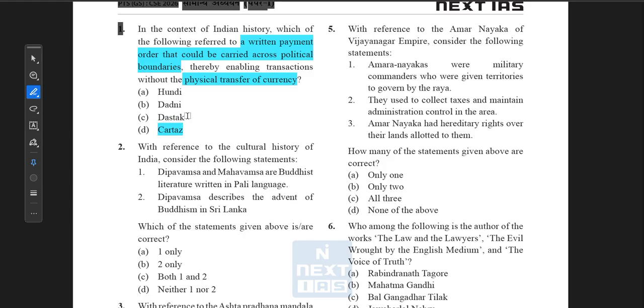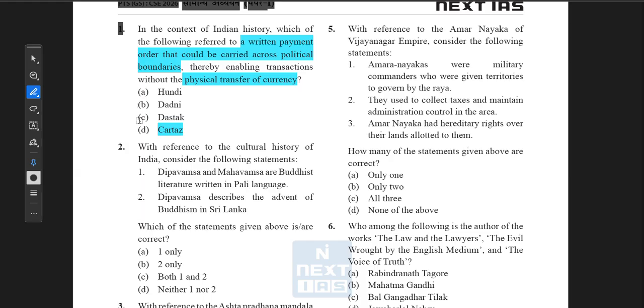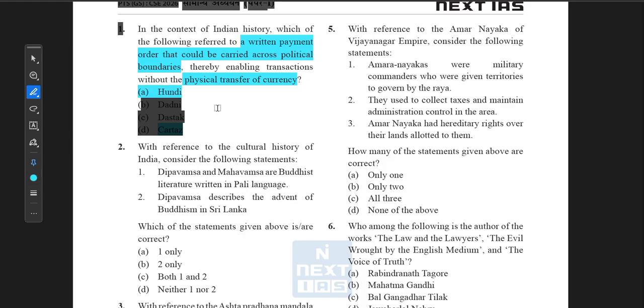And Dastak was a kind of farman, a kind of proclamation of the king, allowing some kind of activity or some kind of exemptions to someone. So this is wrong. So C and D are wrong, and Dandini is also wrong. So Hundi is the correct answer. Hundi was a kind of token that was used to carry out trade. So that is the correct one.